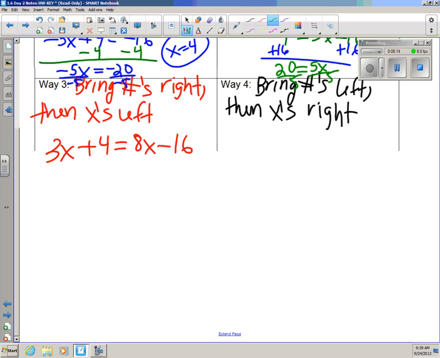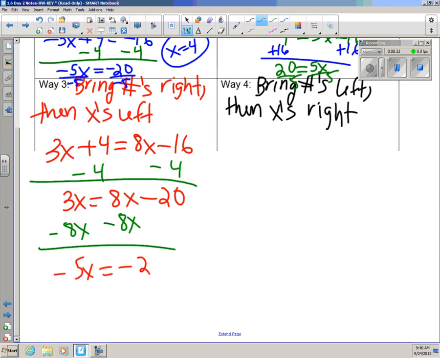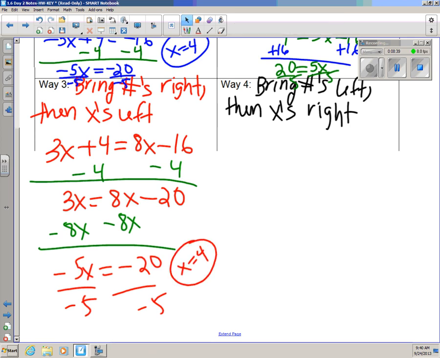So here we're saying bring numbers to the right, which means I'm going to subtract 4 first. 3x equals 8x minus 20. If numbers go right, letters go left. Subtract 8x, negative 5x, negative 20. Divide by negative 5, and once again, we already knew this, x was 4.